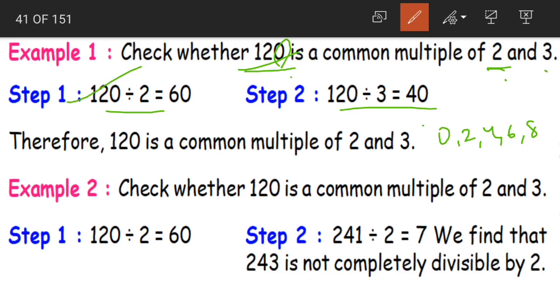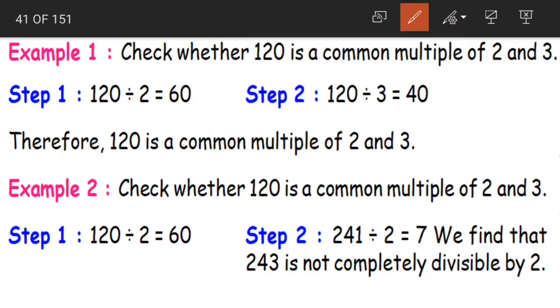And when it comes to 3, we find the sum of the digits: 1 plus 2 plus 0 is equal to 3. It is a multiple of 3. So 120 is divisible by 3, and that makes 120 a multiple of 3. This is the shortcut method using our divisibility rules. This can be applied for multiple choice questions, children, where you need not solve the problem and show whether it is a multiple or not.